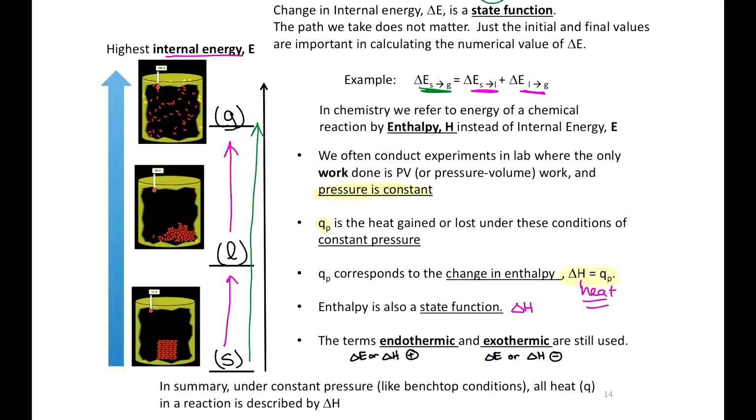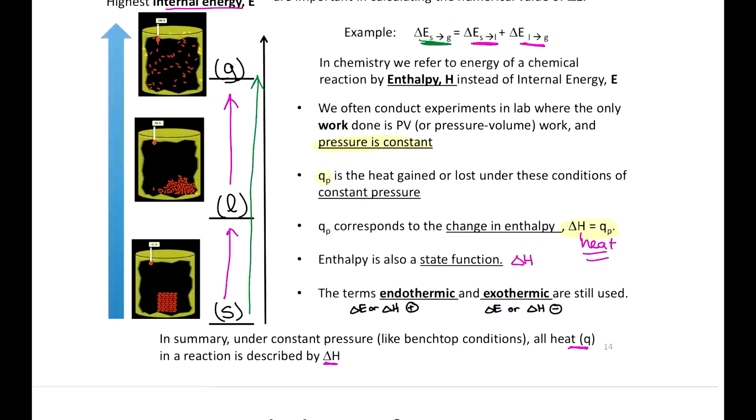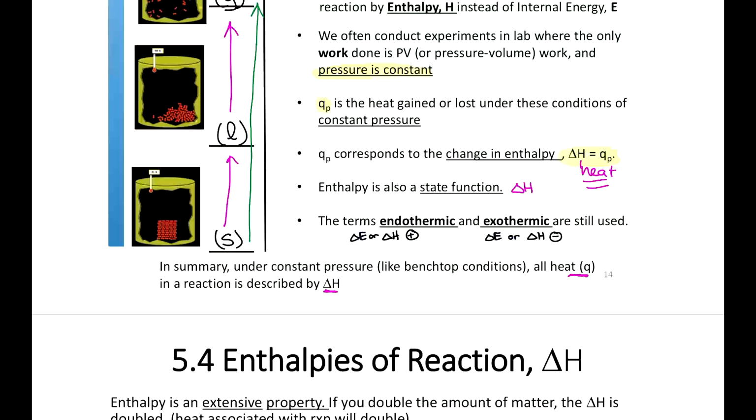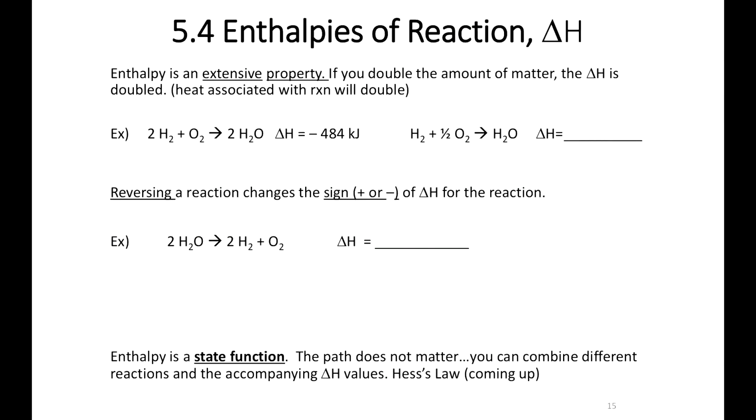So basically, in summary, when we're under constant pressure, like benchtop conditions, the heat generated by the reaction is described by delta H, and that's what we're going to talk about now. So no more E's, no more work. Okay, so let's talk about enthalpies of reactions and how we can talk about energy in reactions in relation to our balanced chemical reactions that we introduced in chapters 3 and 4.